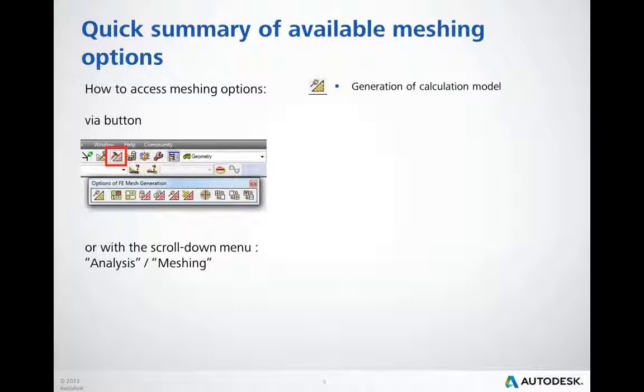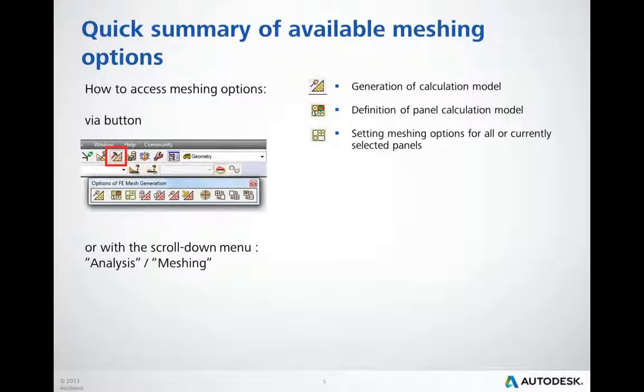The options include generation of a calculation model, which is intended for generation of the meshes for all panels defined in a model at the same time. Definition of a panel calculation model is the place where you can decide if the panel should be meshed or is just intended for load distribution only. Setting meshing options allows you to choose which kind of mesh, which meshing algorithm you want to use and what mesh density you want to obtain.